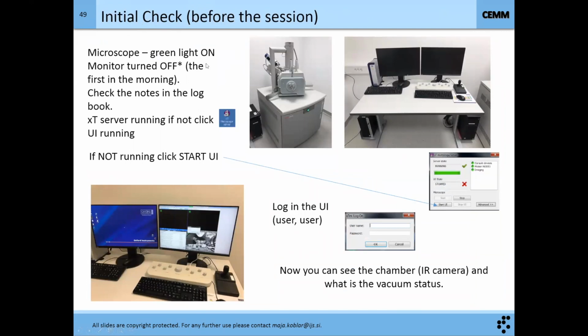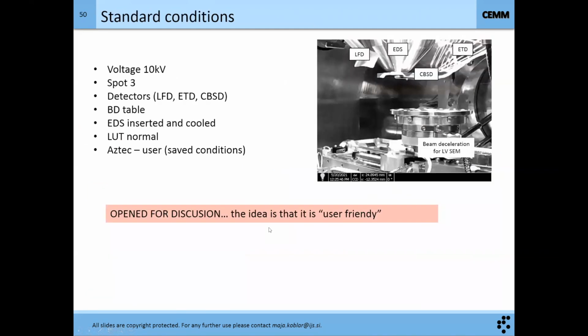When you come to the microscope, you will check that the microscope is on. This is the green light. Then you will check the notes in the logbook. Then you will check what you log into the microscope and see on the graphic user interface if there are any errors or anything like that. We'll do that in the training.